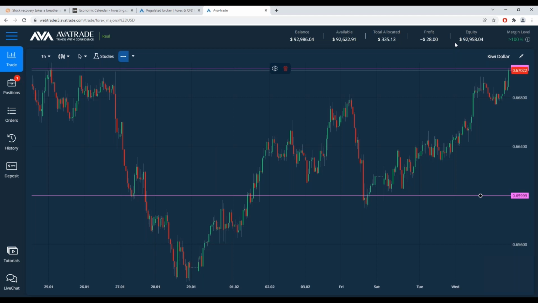AvaProtect is available on all currency pairings, or pretty much all of them, and gold and silver. In the future, I expect it will be available on some of the major indices.